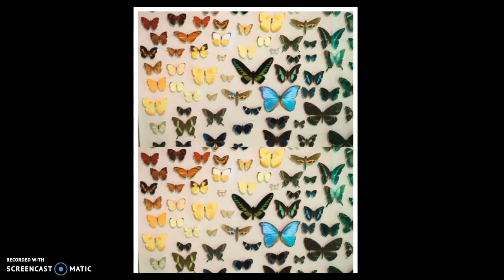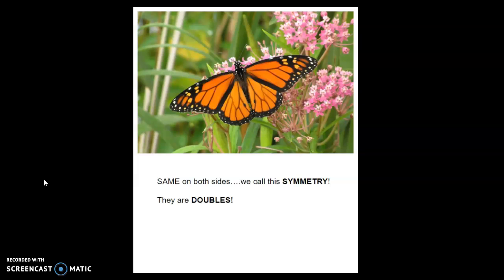Our new project is going to be about butterflies and moths. Butterflies and moths have two wings, and each wing is the same on both sides. We call this symmetry. Can you try and say that word? Symmetry. Another thing that we can call this, when we have one wing that's the same as the other wing, is that they are doubles.